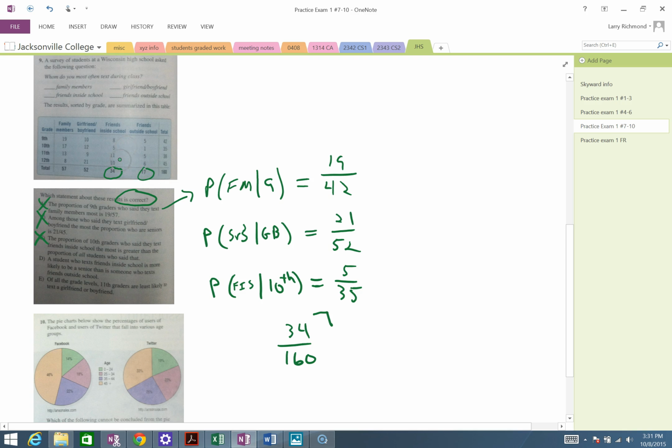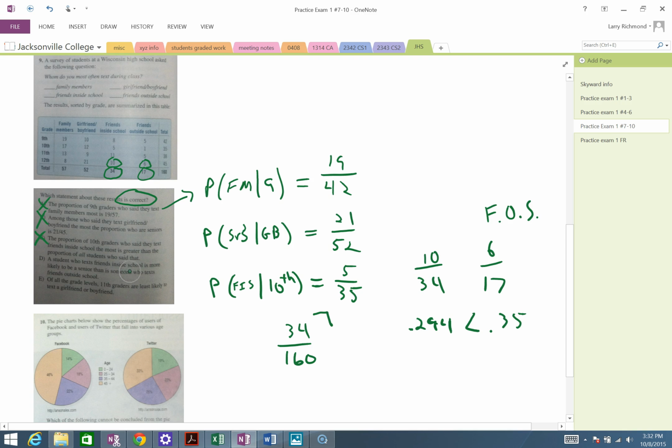All right. So friends inside of school, 10 out of 34. Friends outside of school, 6 out of 17. We want to compare 10 out of 34 to 6 out of 17. 10 divided by 34 is 0.294. 6 divided by 17 is a little more than a third. It's 0.35. So this number is greater. And 6 over 17, this is the friends outside of school. So, no.